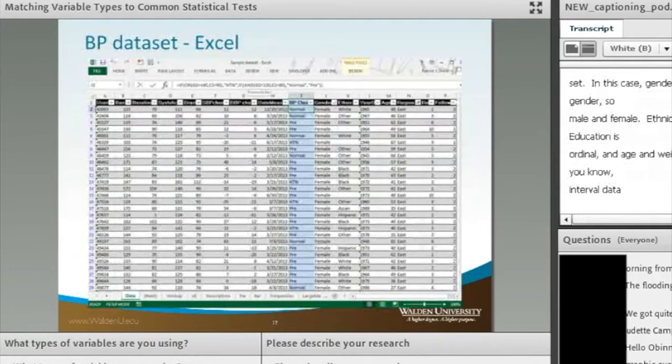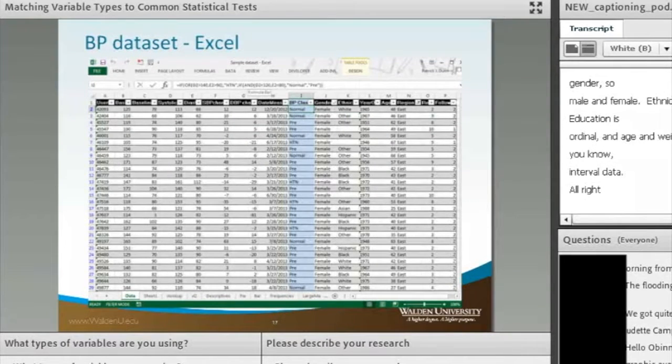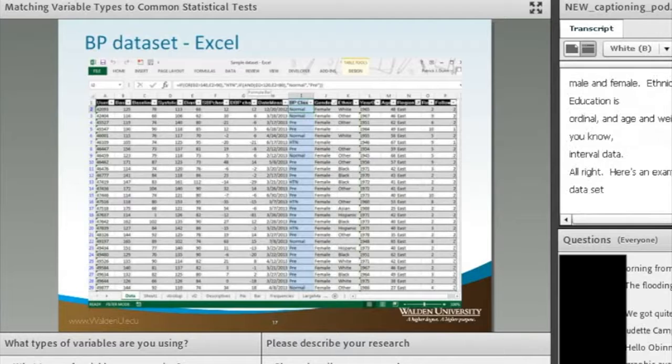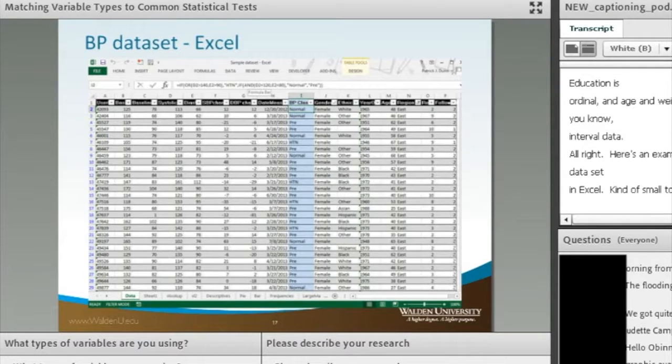All right, here's an example from an actual data set in Excel. It's kind of small to see the numbers. You don't have to see the numbers. I just want to give you an example. So you can see that the interval data in the form of blood pressure are in the columns on the left.